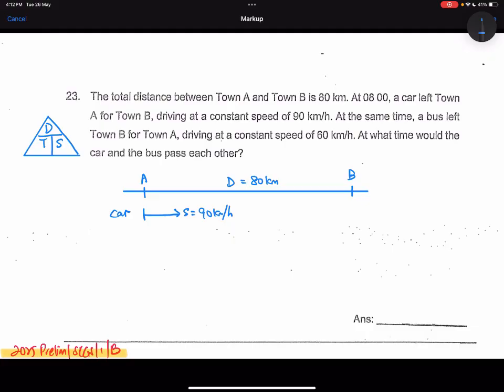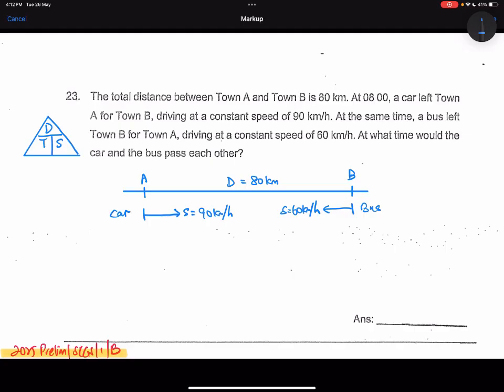At the same time, a bus left town B for town A. Okay, bus is here. It's the bus. Driving at a constant speed of 60 kilometers. What time would the car and the bus pass each other?